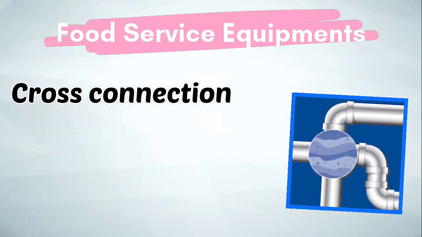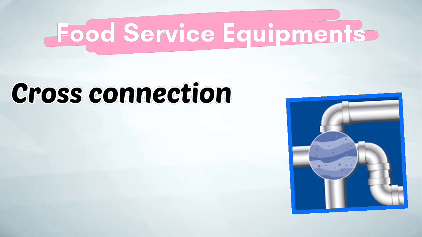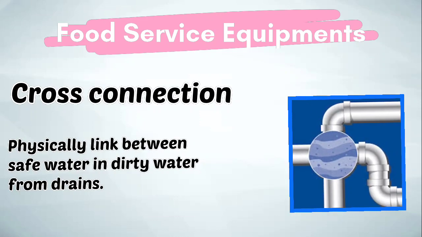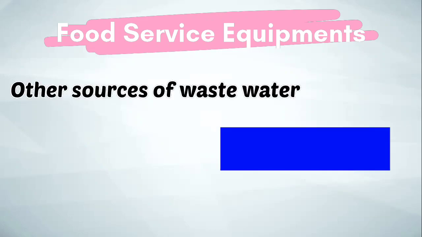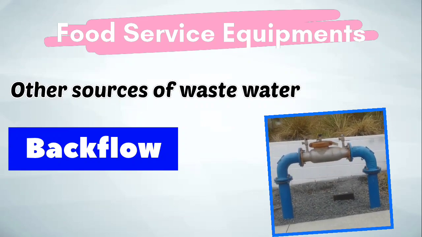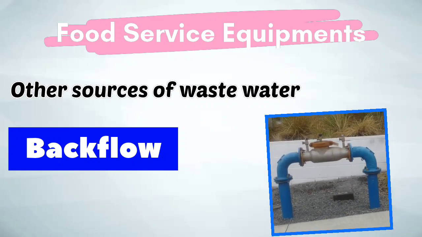Cross connection. What is cross connection? It is a physical link between safe water and dirty water from drains. Now let's go to other sources of contamination. The first one is backflow. Backflow is a reverse flow of contaminants through a cross connection into the drinkable water supply.